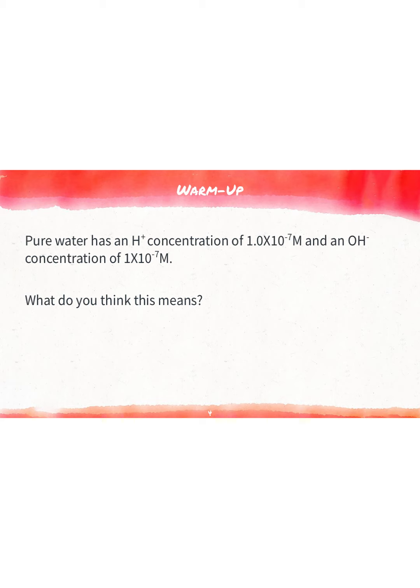A question for you: pure water has an H+ concentration of 1.0 times 10 to the negative 7th molar, and a hydroxide concentration of 1 times 10 to the negative 7th molar. So I'm wondering what you think this means. I'd like for you to take a few seconds to think about that. Go ahead and pause the video and put some notes down, and then come back and we'll talk about it.